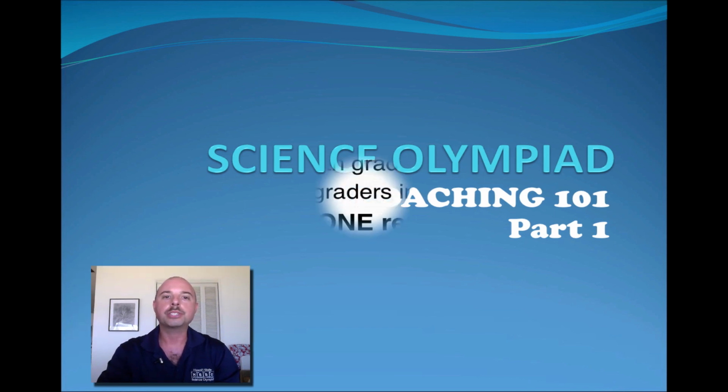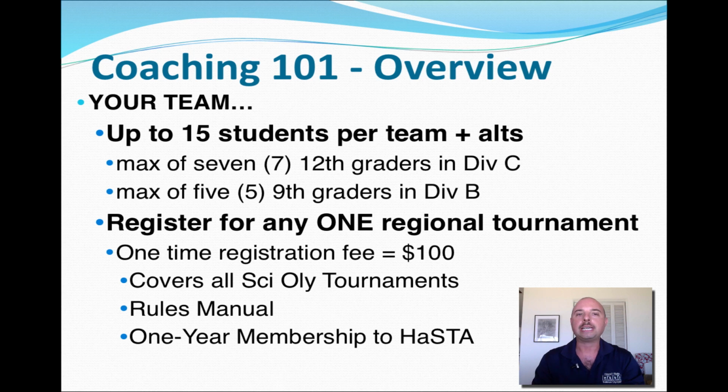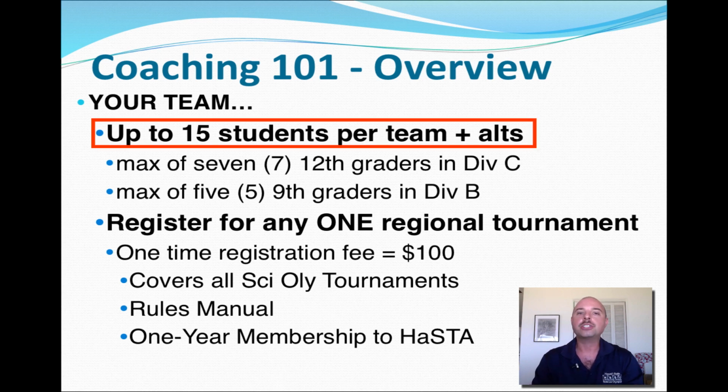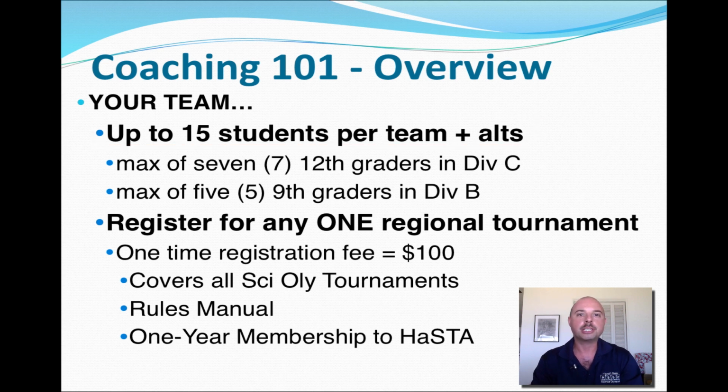So let's start with some of the basics. Your team is going to be up to 15 students plus a couple of alternates. That is the maximum number of students that any Science Olympiad team, no matter what kind of school it comes from, public, private, charter, or homeschool, can have. Now, HSSO does have a policy where your school can have up to 2 teams per division. So if you get a lot of interest from your students, it is a possibility to put together more than 1 team. But let's just focus on 1 team.